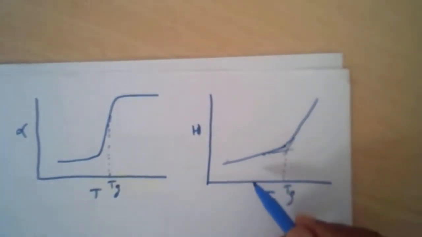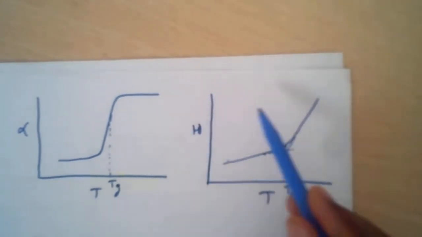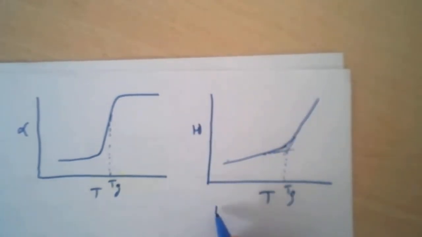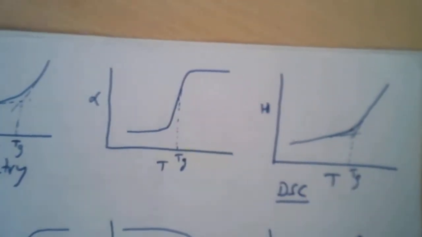and how do you get this? One method is called DSC, differential scanning calorimetry. This we have already discussed in the lecture. DSC.